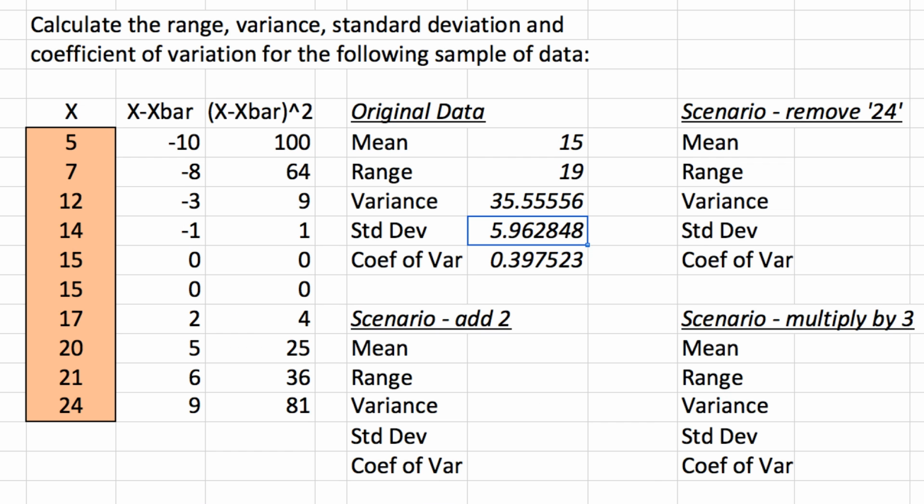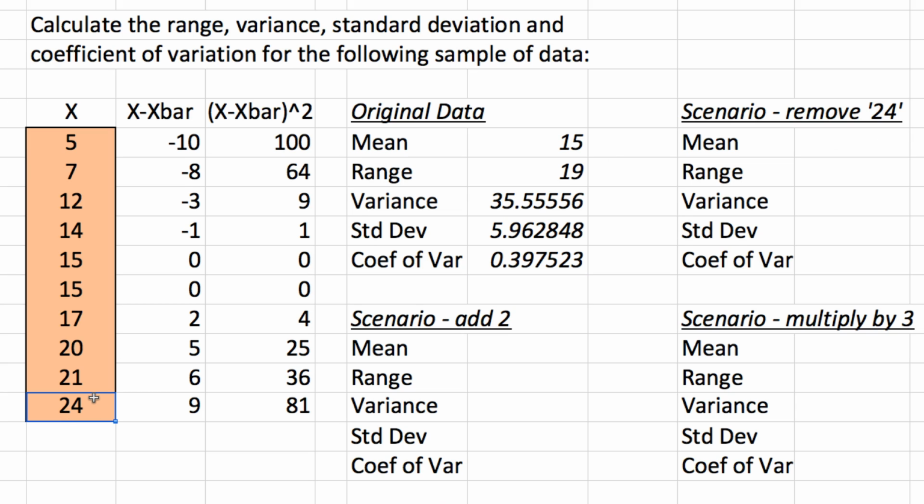Okay, that was a quick diversion. Right, so now we understand all of these factors. Our first scenario we're going to deal with, and these are the questions we're asked: what's going to happen to all of these measures, the mean, the range, the variance, the standard deviation, and the coefficient of variation, if we remove the largest value? And that's 24 in this case.